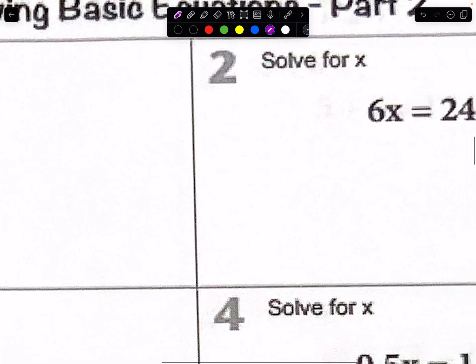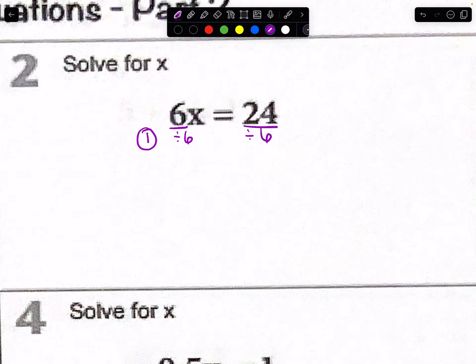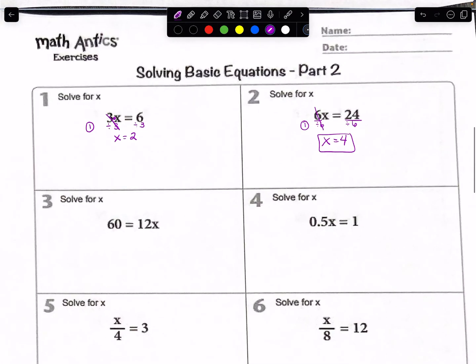We're going to go ahead and go over to number 2, and we're going to do the same thing. We're going to make sure that we are using our one step, and in this case, since it's multiplication, we're going to divide by 6, both sides. 6 divided by 6 eliminates and makes 1, so we have 1x, which equals 4.